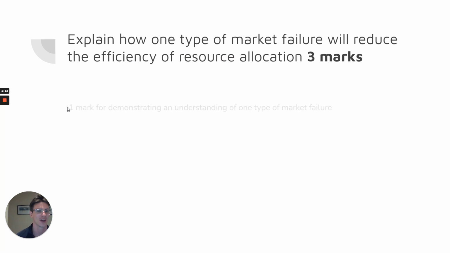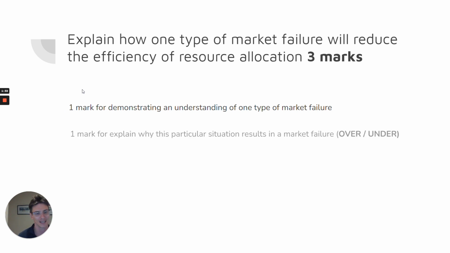Okay, so what are the marks here? One is for demonstrating an understanding of the failure, whichever one you choose. It could be public goods, common access resources, asymmetric information, or externalities. You're basically going to define and state the characteristics of that failure. That's your first mark, to show you know what the failure is. The second mark will always be to demonstrate in this particular situation why it is a market failure.